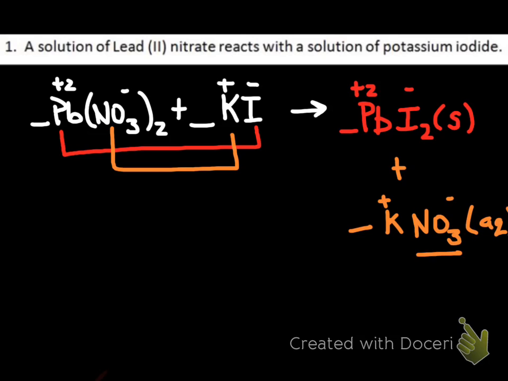Then I balance the equation. I have 2 nitrates on the reactant side. I need 2 on the product side. That gives me the 2 nitrates. I have now 2 potassiums, so I need to have 2 potassiums on my reactant side. And those remain 1.